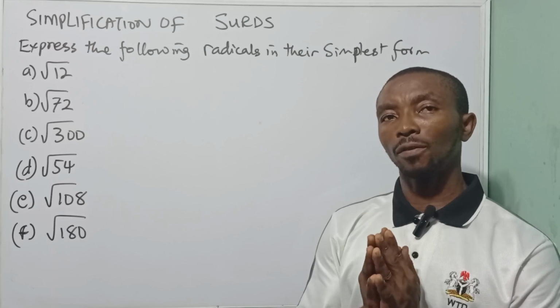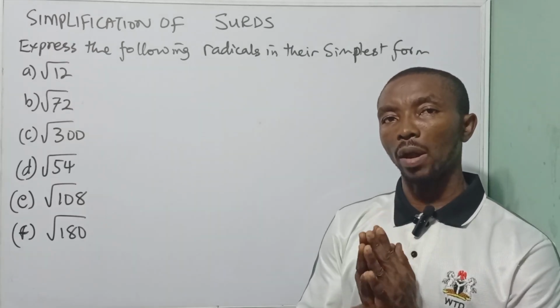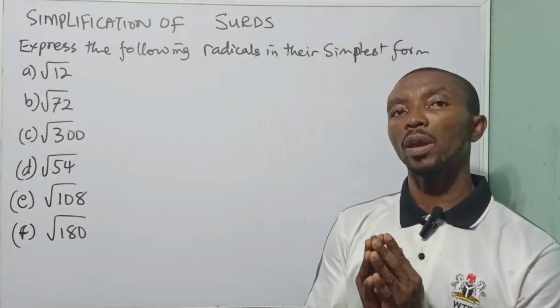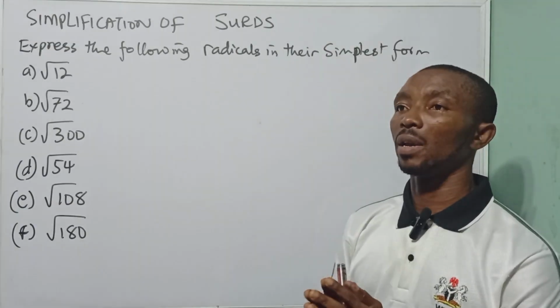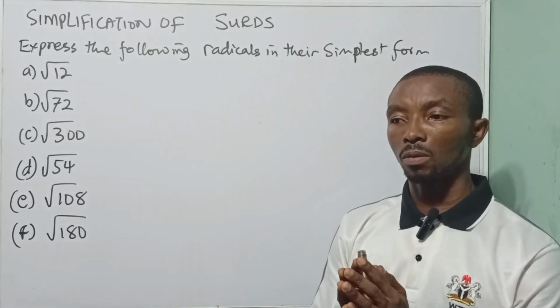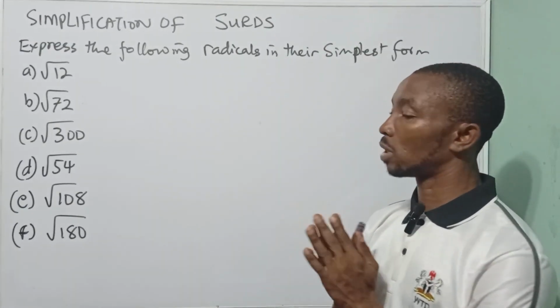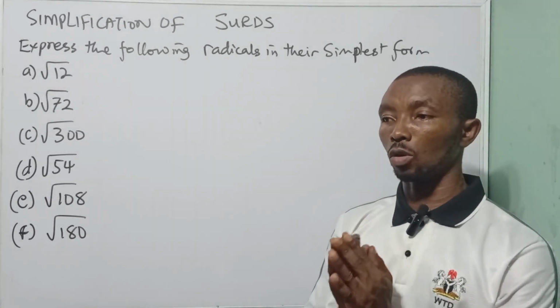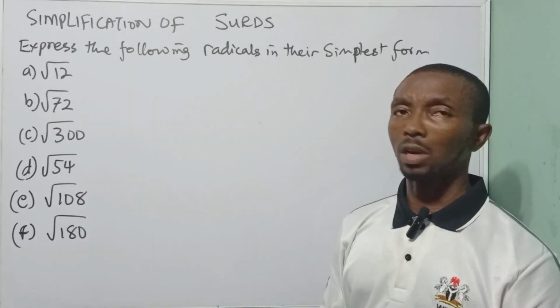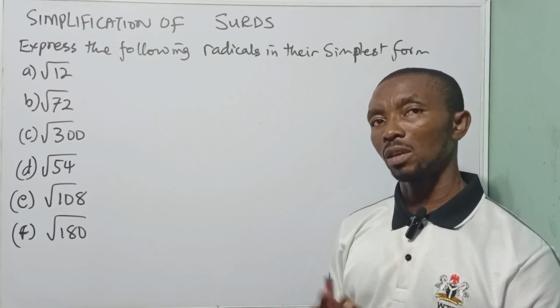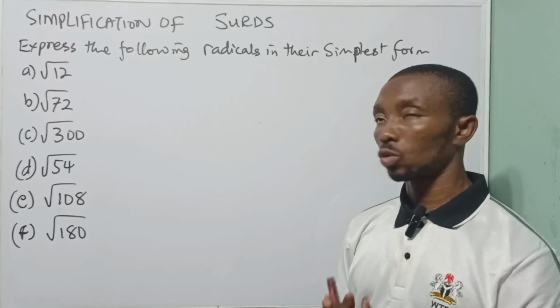Now, once you can identify the perfect square, you are one step away from simplifying your surd. Now, let's look at our first example, which says root 12.